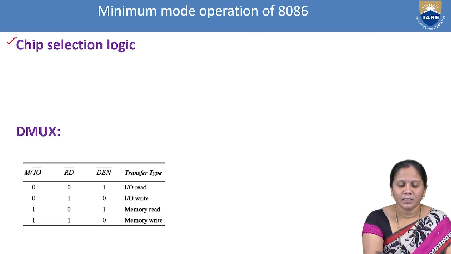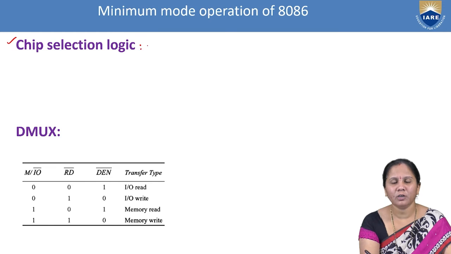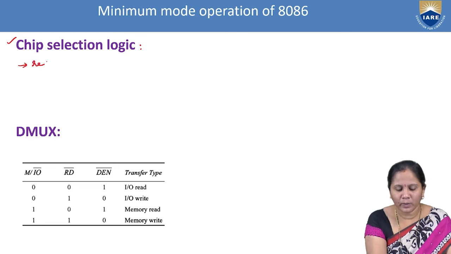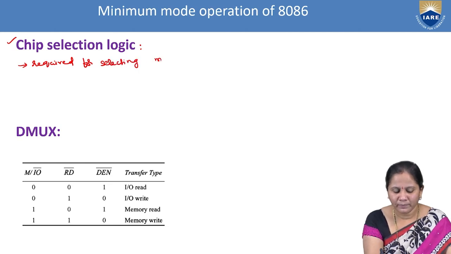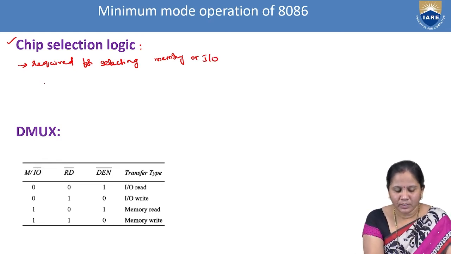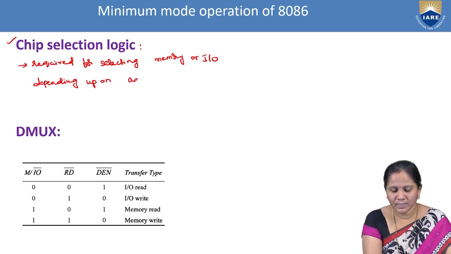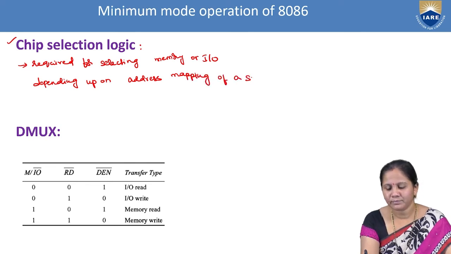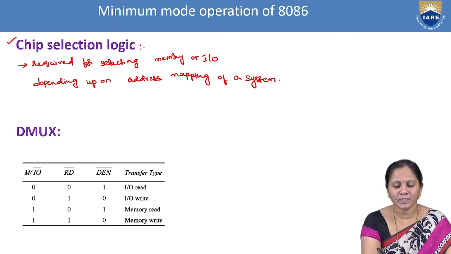And the next important block is the chip selection logic. This chip selection logic is used for selecting the even address or odd address, especially during memory mapping. It is required for selecting memory or I/O, based on the address mapping of a system. So this is the main purpose of this chip selection logic.